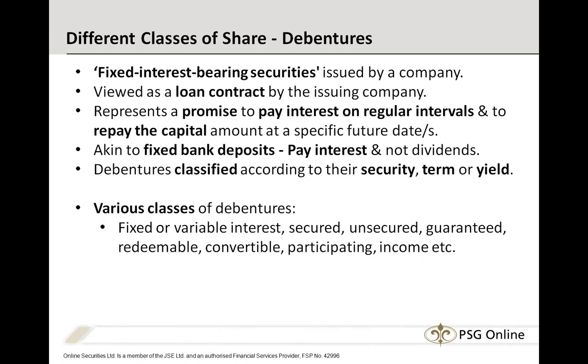The third class of shares, we talk about debentures. This is basically a loan to a company. Instead of going to the banks or the stockbrokers, the companies can come to the investors and say, I want to borrow money from you. So it's a fixed interest-bearing security issued by a company. It's a loan contract, a promise to pay the capital or the principal plus interest at regular intervals. It's very similar to a fixed bank account. You get interest, but you don't get dividends. Remember, by the way, interest is taxable, so just take that into consideration.